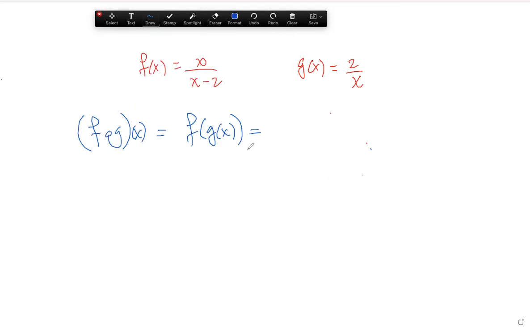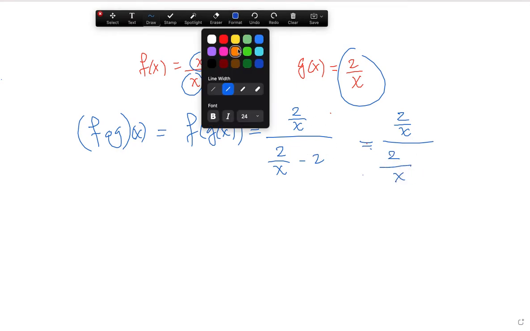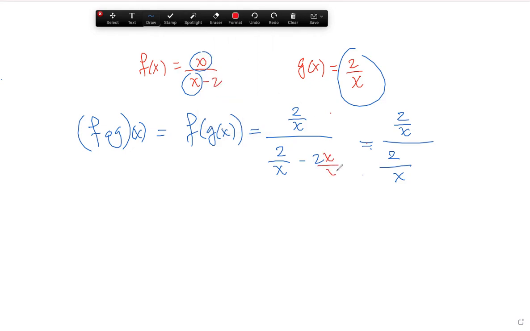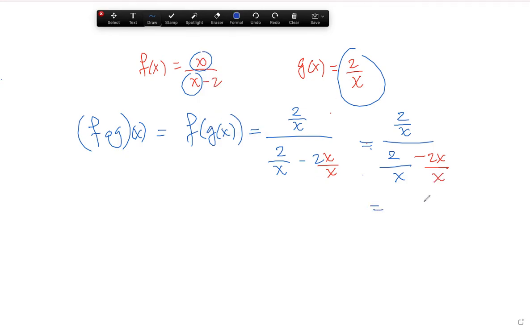Okay, so f of g of x would be plugging in g of x everywhere we see an x in f. So this is what you wrote, 2 over x over 2 over x minus 2. But don't have the itis, simplify. 2 over x, and then if we multiply the second one by x over x, it's going to say minus 2x over x. Now we have a common denominator, so I'll do this very quickly. Then simplifying, it's 2 over x over 2 minus 2x all over x.